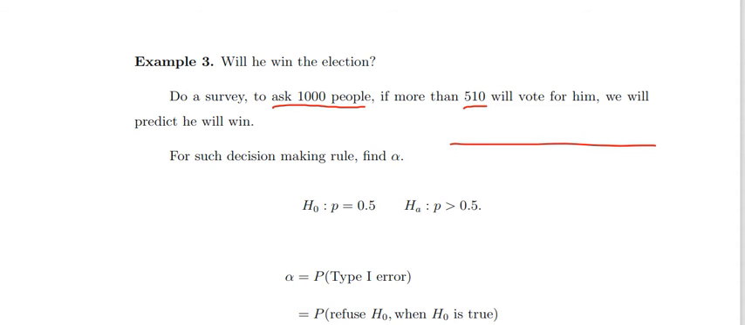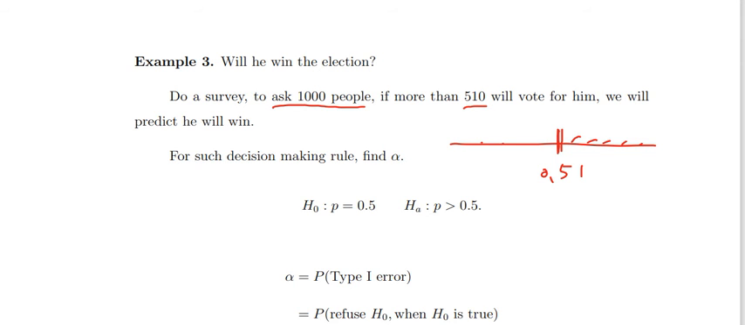Okay, so let's say if p hat is 51%, here we will accept. We will predict he will win. But if it is less than 51%, we will reject. We will not believe his claim. So this is the cut point. This is the decision making rule.